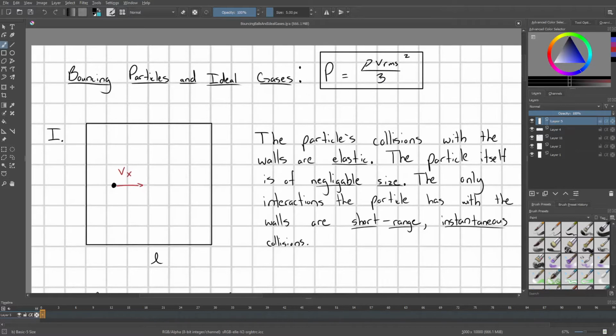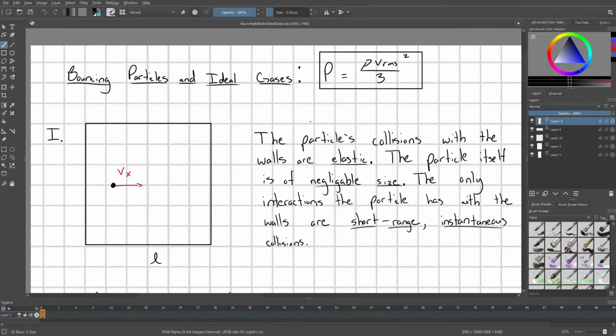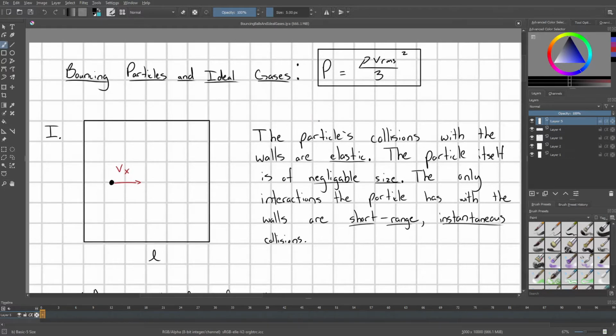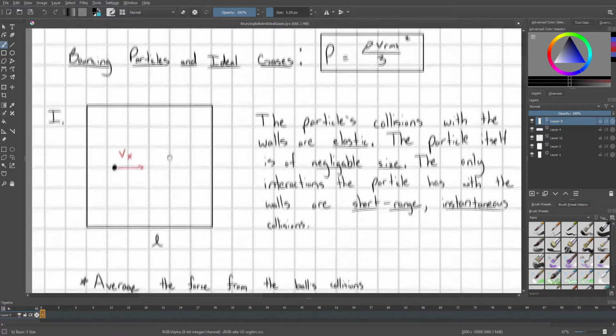And so for the first step in this process, this will be the first video, I want to imagine a single particle in a box, like here on the left. And I've written down a couple of rules for this situation. So first, the particle's collisions with the walls are elastic. That means that energy is conserved with every collision. The particle itself is of negligible size. The only interactions that the particle has with the walls are its short-range, instantaneous collisions. Now, if a couple of these ideas sound like the assumptions that you make whenever you discuss an ideal gas, they should, because those are some of the ideas that we're working with right now.